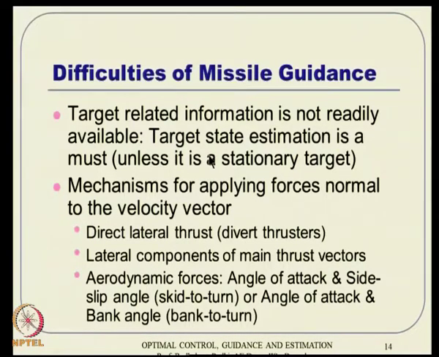Anyway, so then what are the mechanisms for applying forces normal to the velocity vector? You can have a direct lateral thrust or something like divert thrusters, or you can have something like lateral components of the main thrust vectors. There is thrust deflection and all that. So, if you deflect the thrust, there will be a lateral component which will generate moment and all that. And also there are aerodynamic forces that can be generated by angle of attack and side slip angles. You can generate both together, especially when you have two planes of symmetry like 4 fins and all that. In a missile setting it is possible.